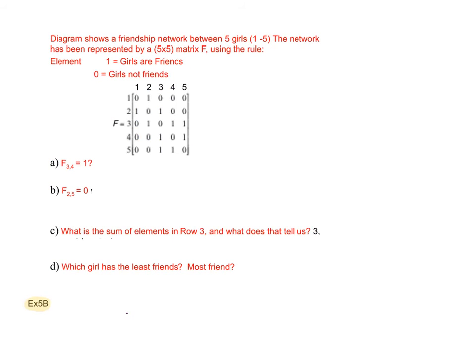So here they've set up some data in a matrix, and they've said this diagram shows the friendship network between 5 girls, and they've called the girls 1 to 5. The network has been represented by a 5 by 5 matrix, labelled matrix F, using the rule that if you see the element 1 between the two numbers, the girls are friends. If you see a 0, the girls are not friends. So what they're asking you here is, first of all, they want you to find this element.